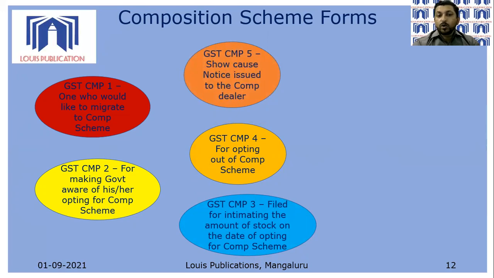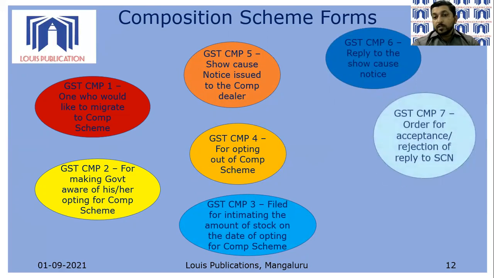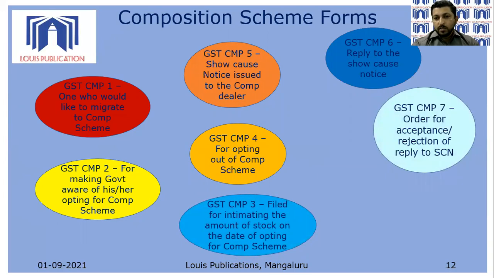GST CMP 5 is the show cause notice which is issued to the composite dealer. If there are certain reasons for which a notice has to be served on a composite dealer, that will be done in this particular form. The reply to the show cause notice will be given by the composite dealer to the authorities under CMP 6. Then the rejection or acceptance of the reply to the show cause notice will be done under GST CMP 7.